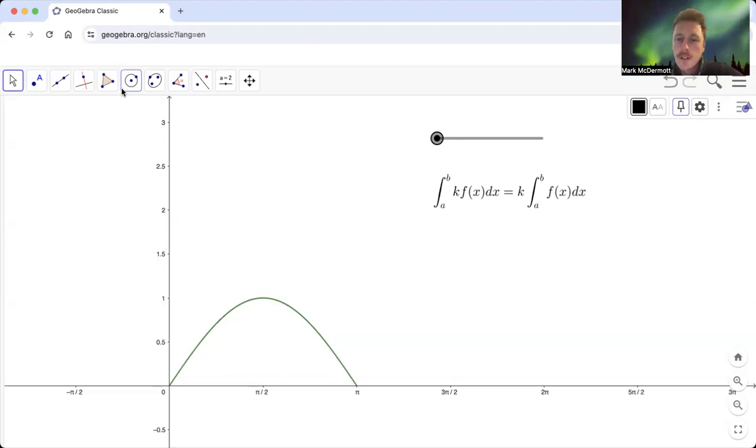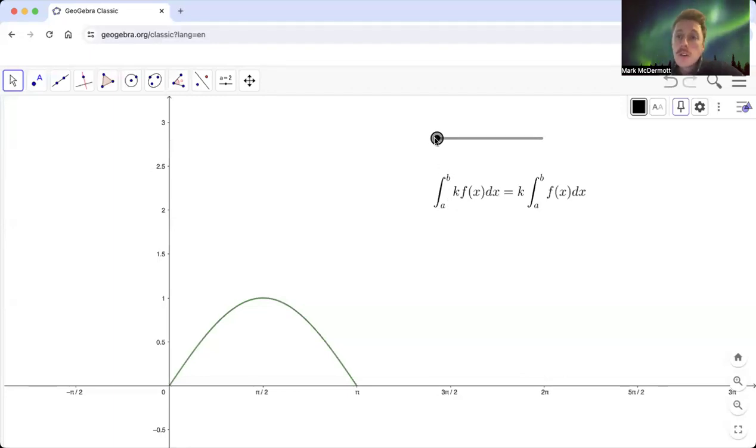So if we look at this property here, this is what we're trying to understand. We're saying if we have the integral from a to b of k times f of x dx, we can say that's equal to k multiplied by the integral from a to b of f of x dx, where k is just some real number, so some scalar multiple.